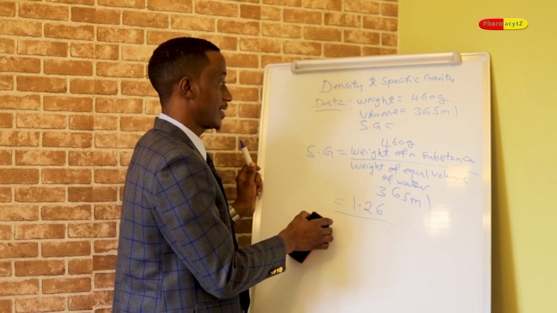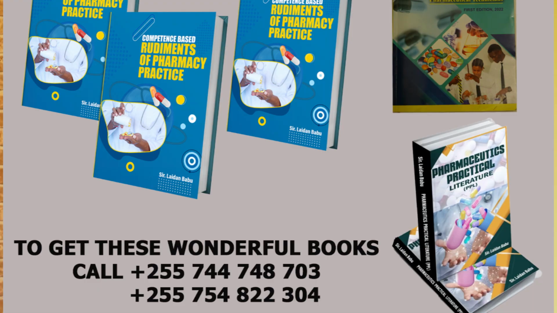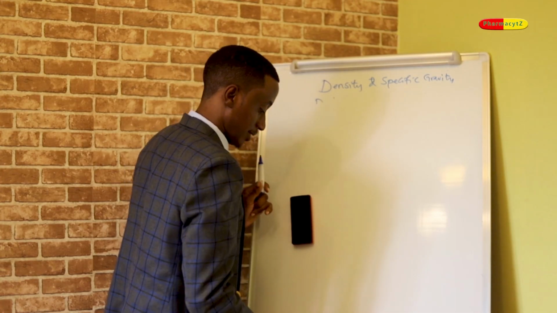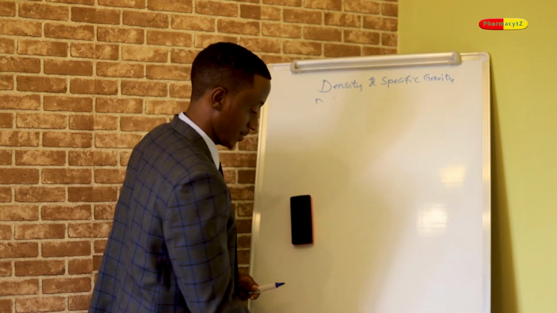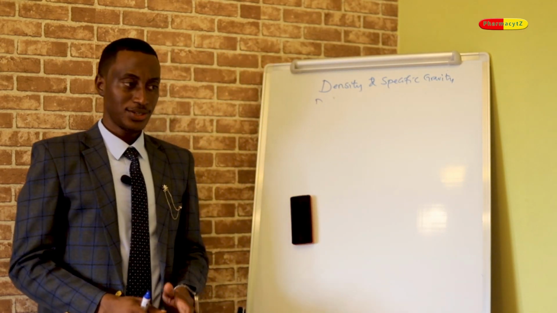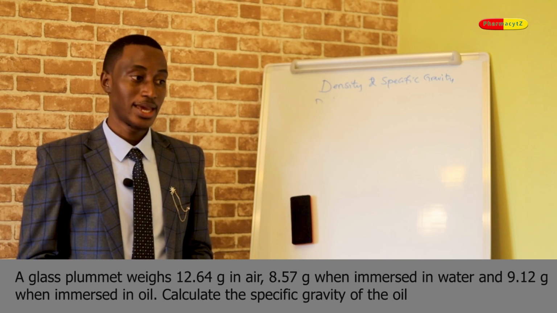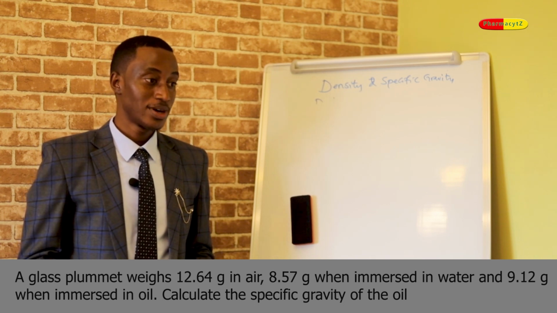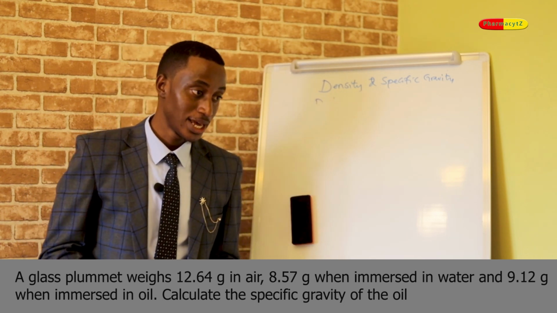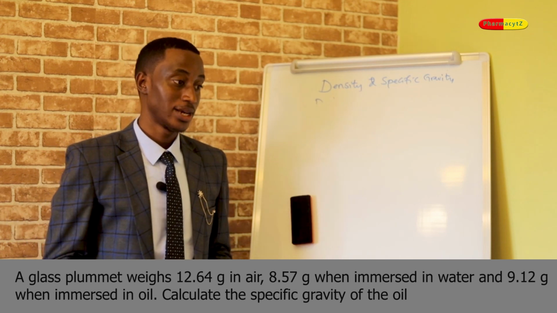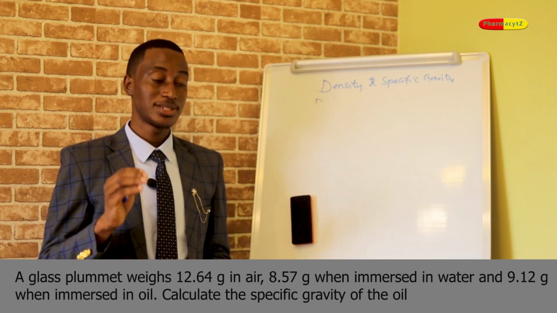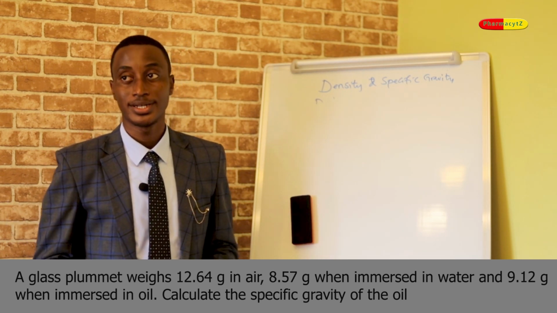Let's have another example. We shall be solving 3 more examples. Now this question says, a glass plummet weighs 12.64 grams in air, 8.57 grams when immersed in water, and 9.12 grams when immersed in oil. Calculate the specific gravity of oil.